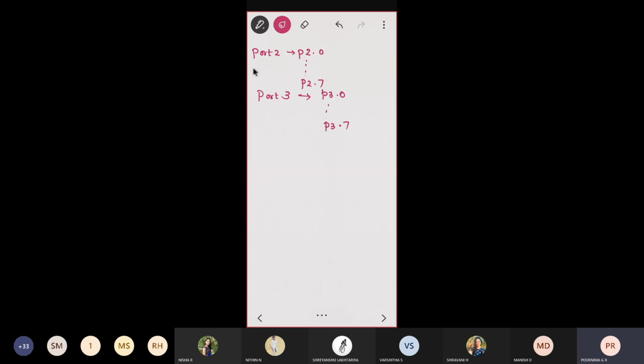Clear? 8 plus 8 plus 8 plus 8, so 32 pins. Now, these port pins do not perform a single function; they are able to perform many functions. They are all multiplexed. So all port pins except port 0, port 2, and port 3 are multiplexed. This is one property you should know when you go through this pin diagram.